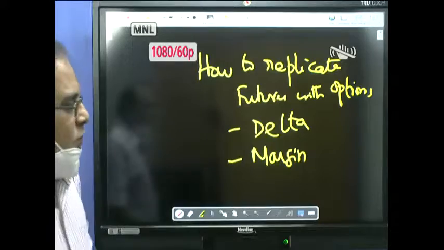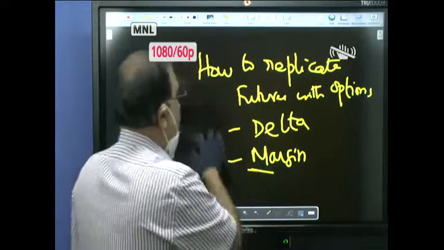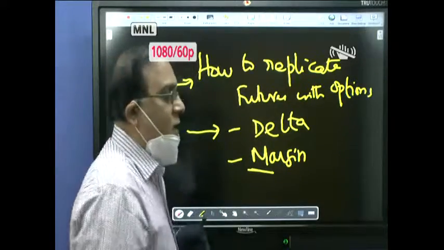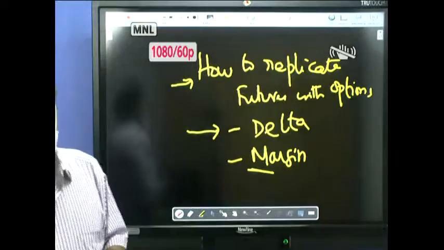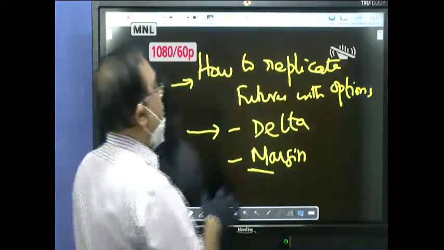Then the margin. So I think what we will do is first look at this margin, look at how to replicate the futures with options. Then we will look at how to see delta from the NSE option chain itself. So we will look first at the margining.